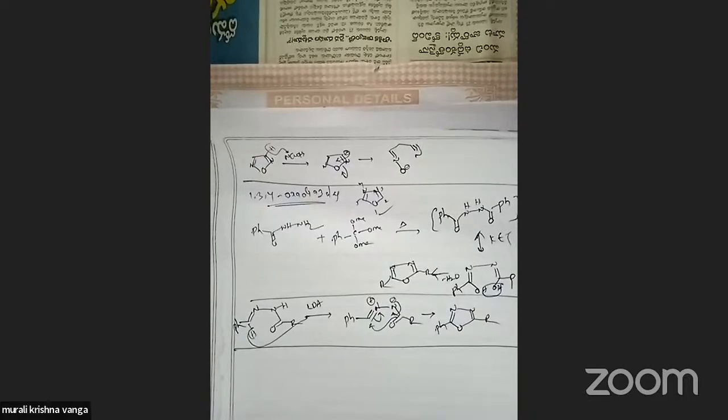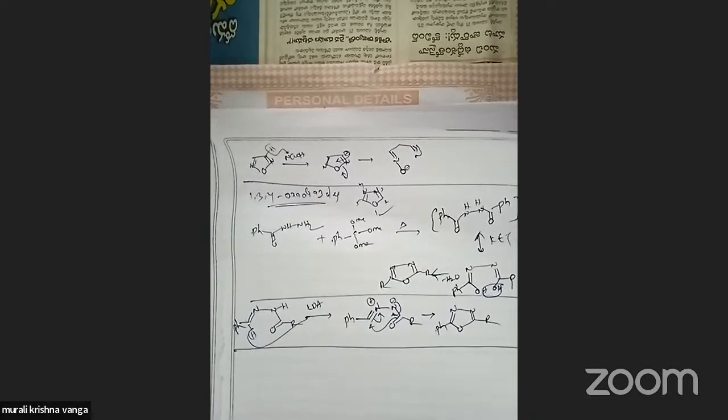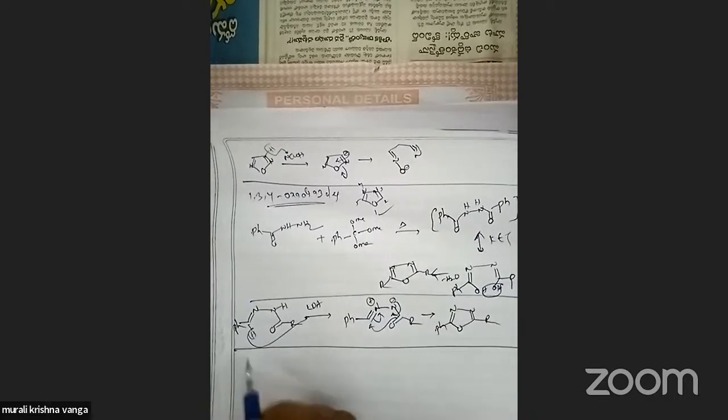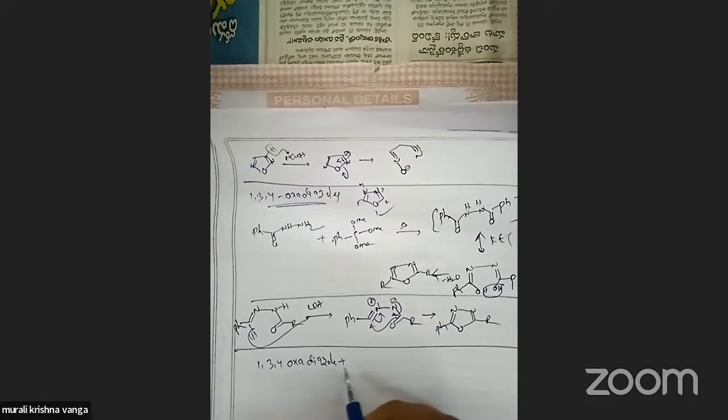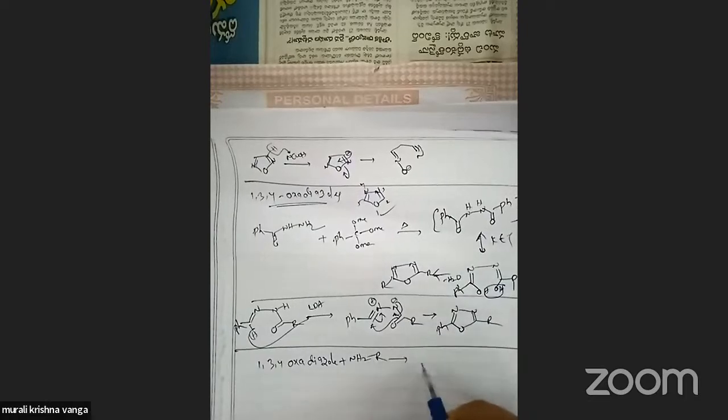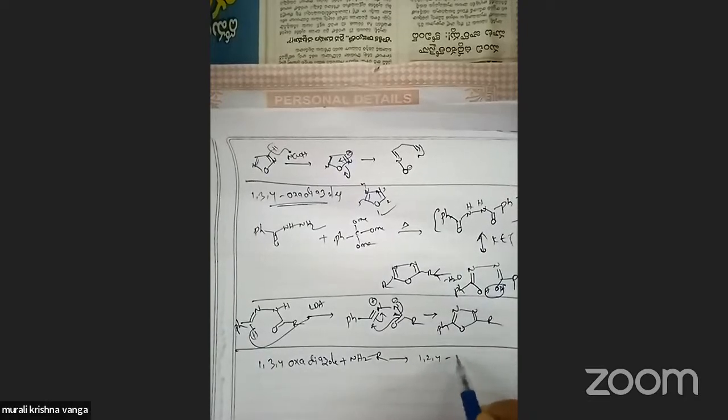Next reactivity: nucleophilic displacement of a good leaving group on a ring carbon atom. 1,3,4-Oxadiazoles, on heating with primary amines, rearrange to 1,2,4-triazoles. This is important. When oxadiazole reacts with a primary amine, it produces 1,2,4-triazole.